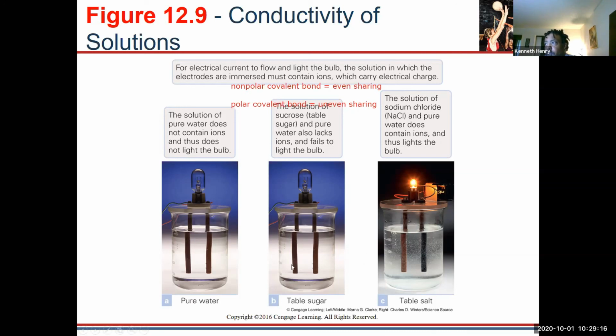Here we have table sugar in water, which is sucrose. Again, that is a covalent bond, so it's not going to be able to conduct electricity. But if we put salt in water, we're able to conduct electricity, because they form those complete charges. So you need a complete charge. Even though water has that partial charge, it's not strong enough to conduct electricity. You guys get that?